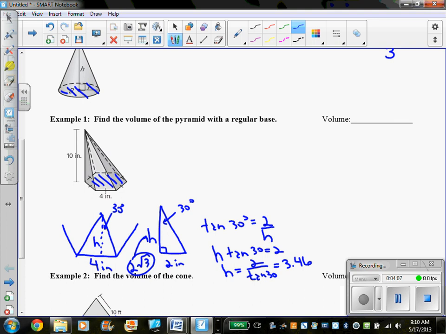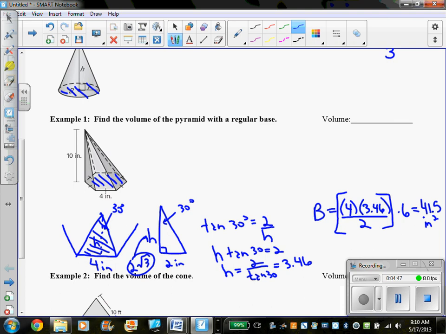Okay, so let's find the area of the base, because that's a biggie, right? The base of the triangle within the hexagon is 4 inches times the height we just found, which is 3.46, divided by 2. So that's our one triangle. That is this right here, over here. And then we take that and multiply it by the number of triangles, which is a hexagon, so it's 6. And that will give us an area of our base of 41.52 inches squared.